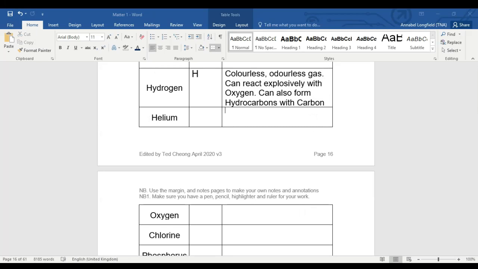Something extra that you can also note down is that hydrogen is the least dense element. It is also the most abundant element, so it's the most commonly found element.